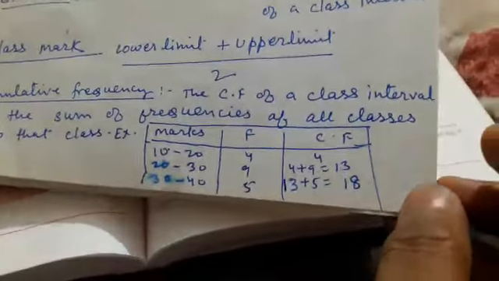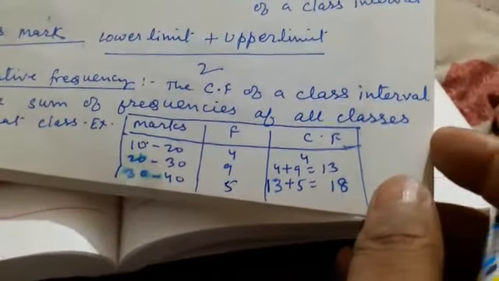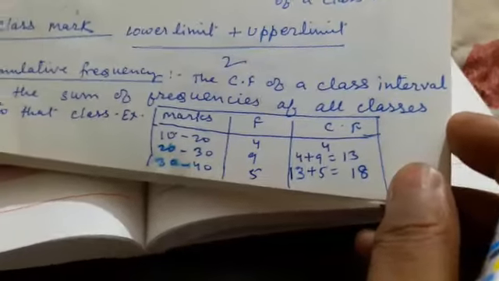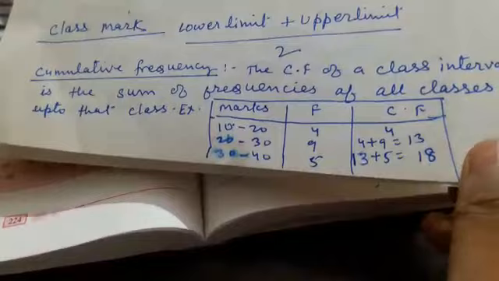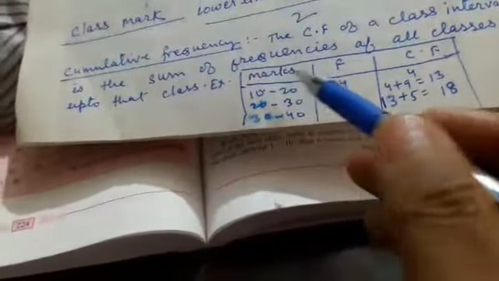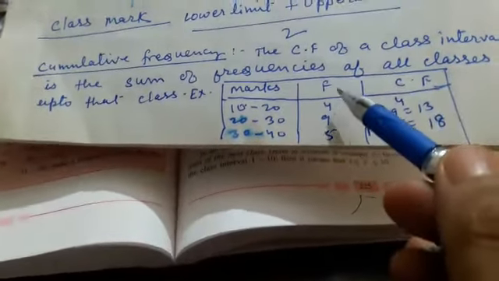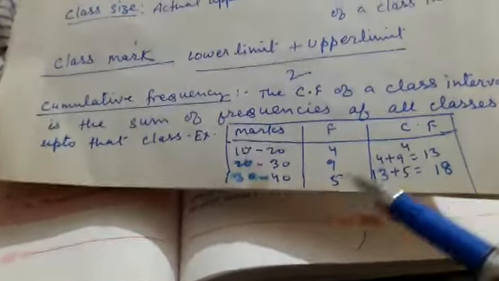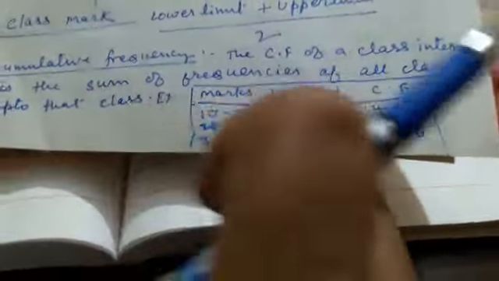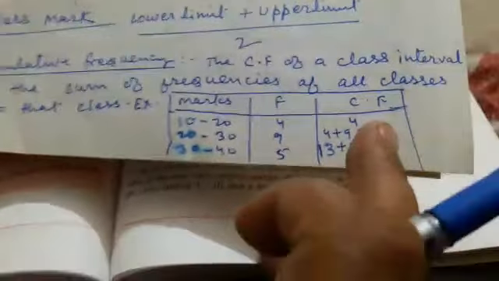What is cumulative frequency? The cumulative frequency of a class interval is the sum of frequencies of all classes up to that class. For example, marks are given in the first column, and the frequency is also given corresponding to the marks, and how we have to prepare this cumulative frequency. Let us see how we will make it. These two columns will be given to us in the question, and with the help of these two, we will find out the cumulative frequency.